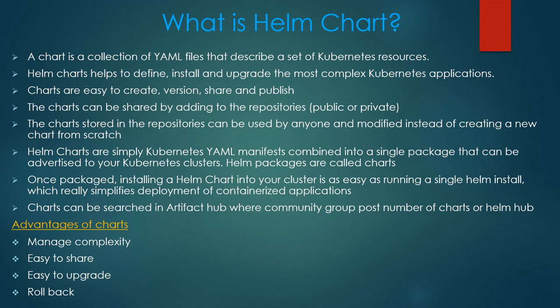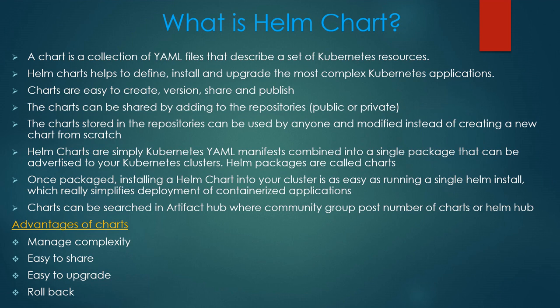Helm charts are simply Kubernetes YAML manifests combined into a single package that can be advertised to your Kubernetes clusters. These packages are called charts. Once packaged, installing a Helm chart into your cluster is as easy as running a single helm install. So you are going to write a single command like helm install followed by your chart name. It's just as simple as that, which really simplifies the deployment of containerized applications.